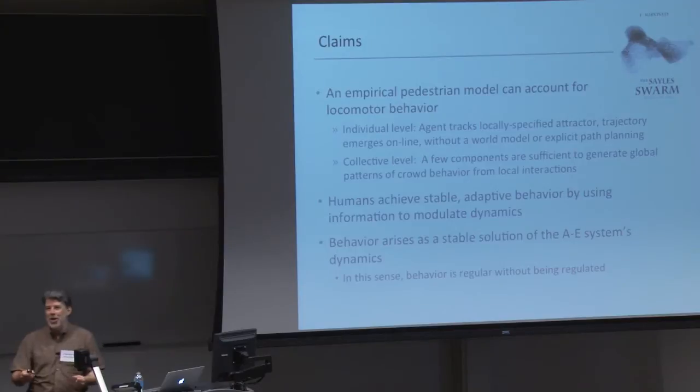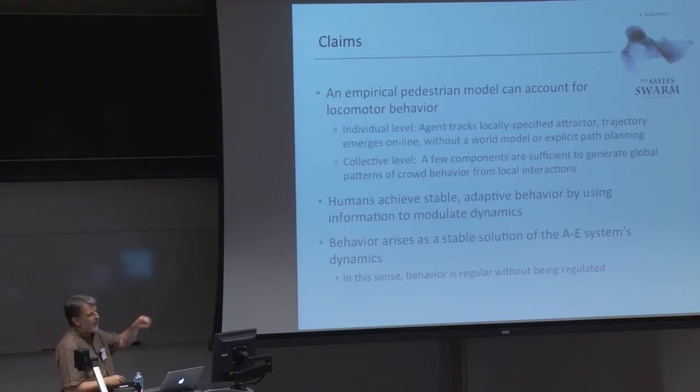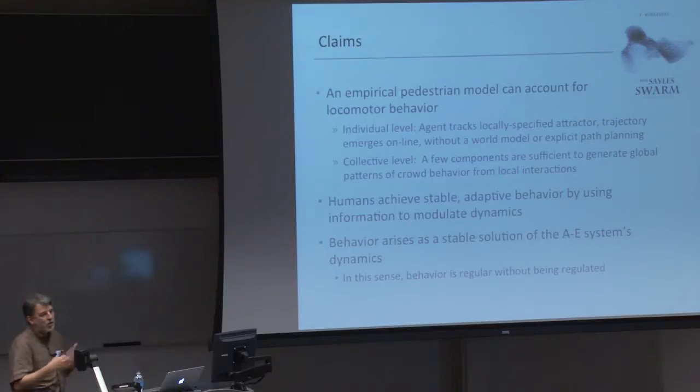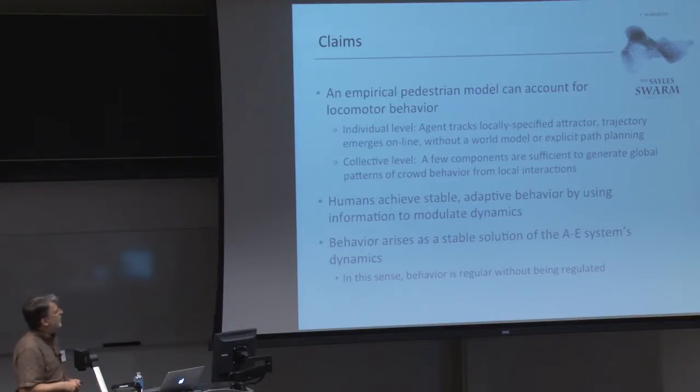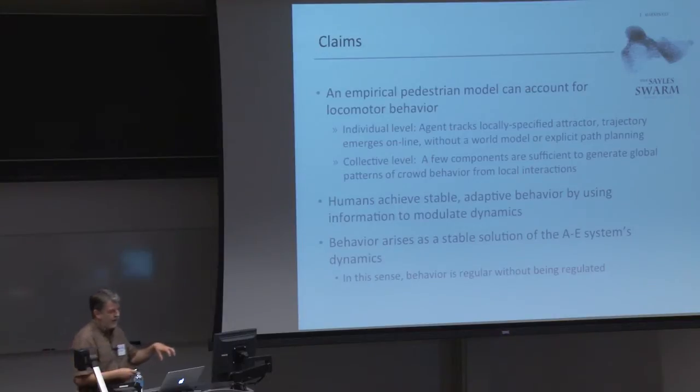So I'm going to end now with claims, not conclusions, because this is still in process. But so far we're showing that an empirical pedestrian model can account for individual locomotor behavior. At the individual level, the agent just tracks a locally specified attractor as the dynamics evolve, and that leads them on a trajectory. So the trajectory emerges in an online fashion without having to do any world model or explicit path planning. And then at the collective level, we're showing that a few components of coordination are sufficient to generate these global patterns of crowd behavior just based on these local interactions.